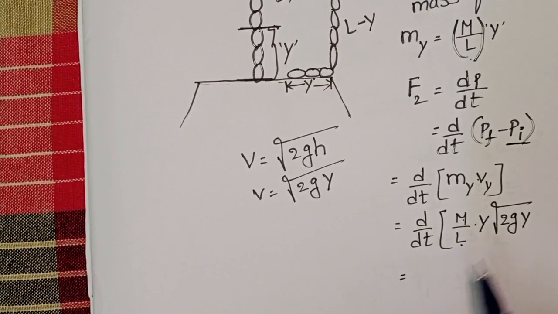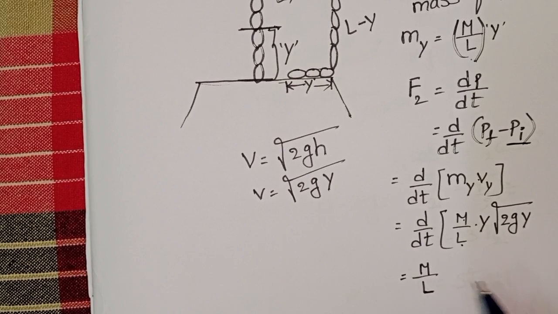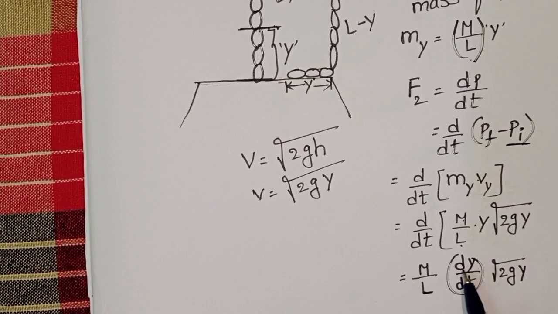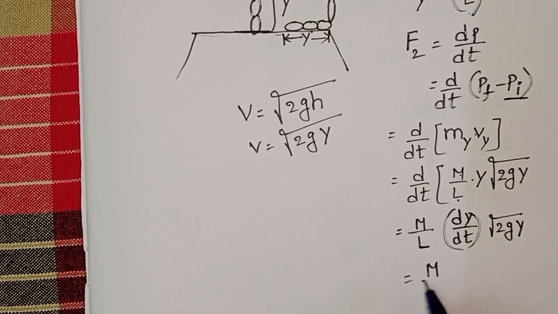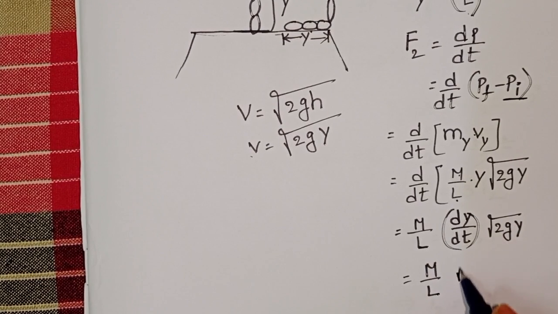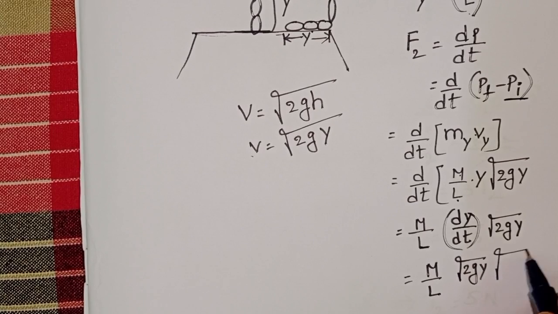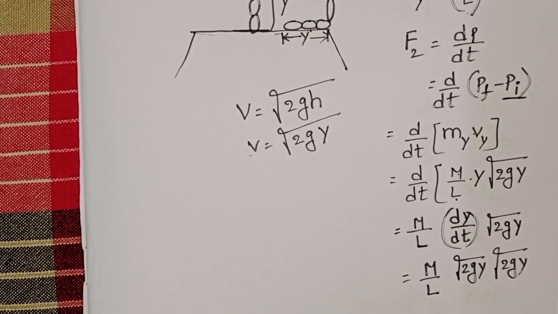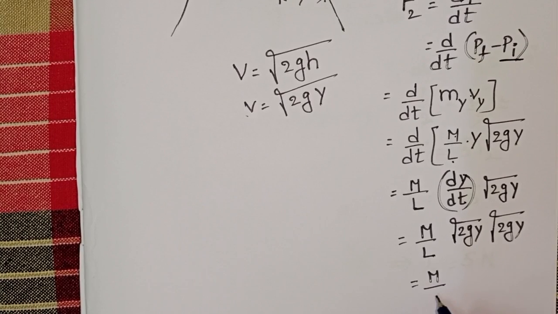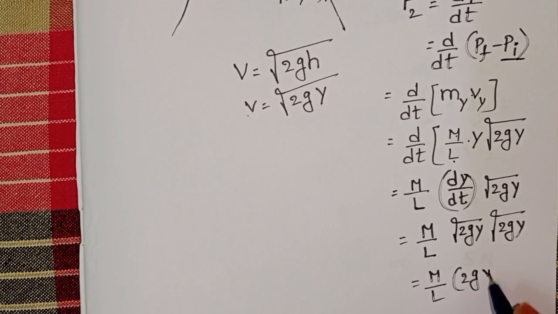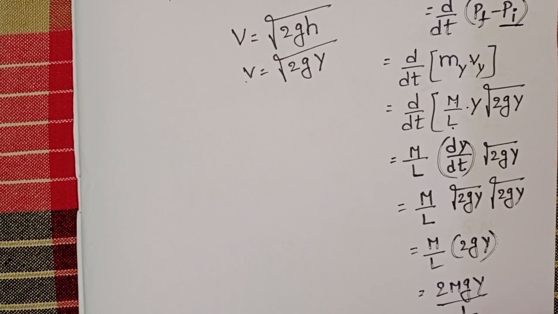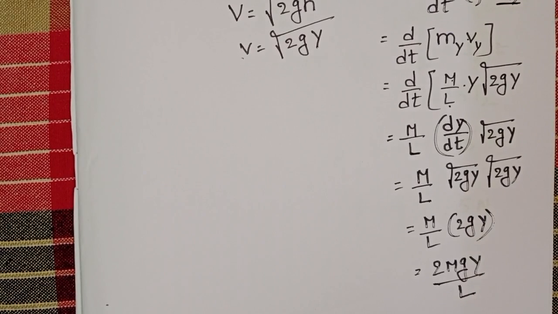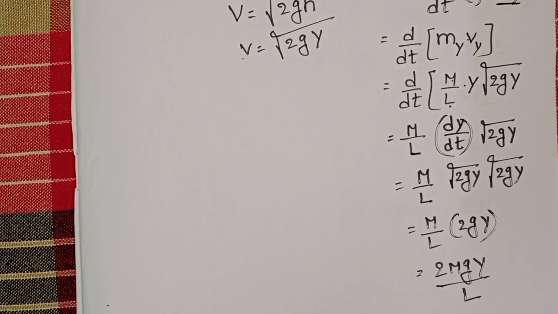Mass per unit length is constant, M by L. The rate of change of displacement is called velocity. So, in place of dy by dt, take V_Y. M by L into V_Y, and we know V_Y is equal to square root of 2gy. So, square root of 2gy into square root of 2gy becomes 2gy. So F2 is 2Mgy by L.